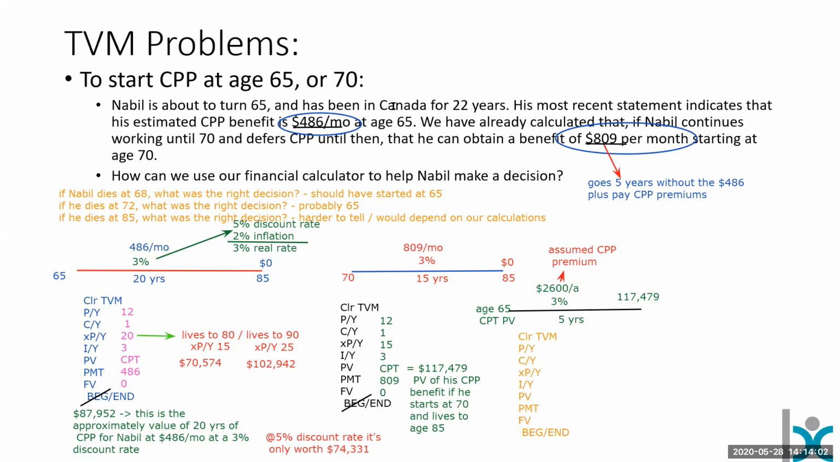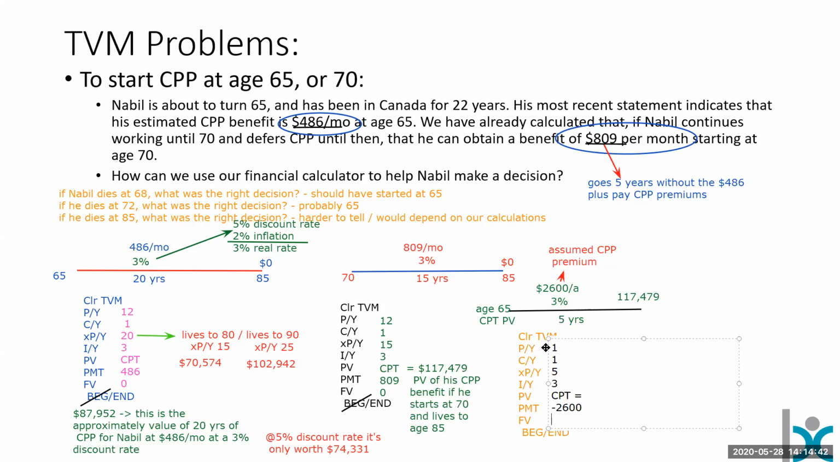Okay, so now PY of 12, CY of, let's say we're going to do PY of 1 here now. CY of 1 times PY will be 5. IY 3, present value, we're going to solve. Payment is 2,600. What way are those CPP premiums going for him? That's going out of his pocket.